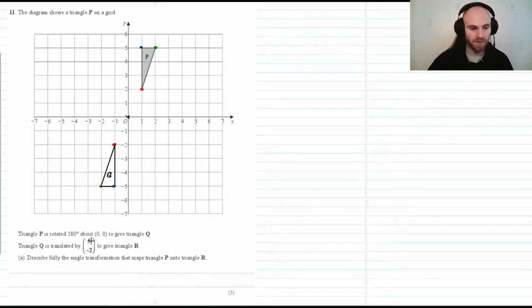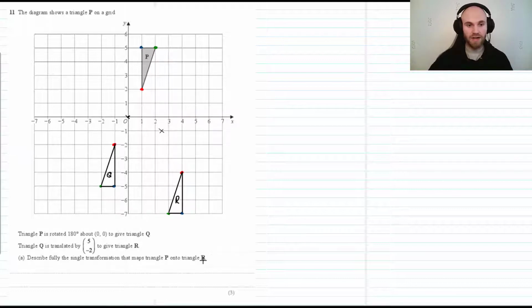And now for the point to get triangle R, we need to use triangle Q, which is here, and we're going to translate it by the vector, well, it's going to be positive 5 on the x-axis and minus 2 in the y-axis. So again, using this red point, we're going to go 5 along, so it goes from minus 1 to 4 on the x-axis, and then it's going to go down to here on the y-axis. If we find the blue, again, we're going to go along 1, 2, 3, 4, 5, and then down 2 to here. And then with the green, we're going to go 1, 2, 3, 4, 5 along the x, and then 1, 2 down.